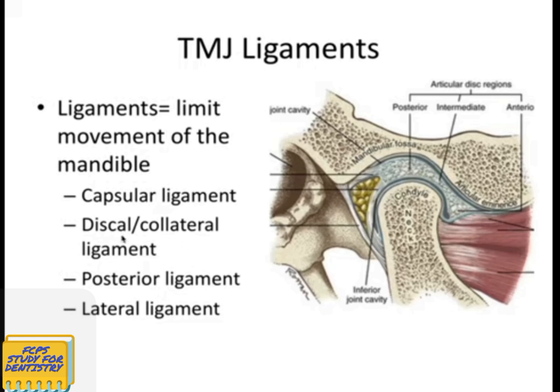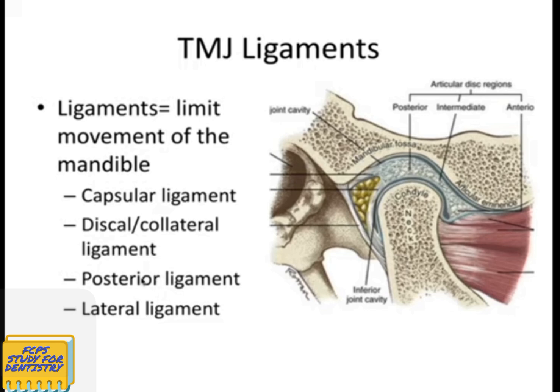The discal or collateral ligament attaches to the medial and lateral poles of the condyle. So that would be what we can see here from the screen and what would be on the other side that we can't see, sort of like a bucket handle. And this keeps the disc attached to the condyle during movement.